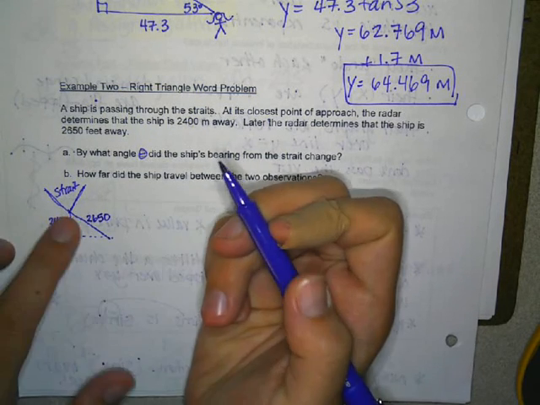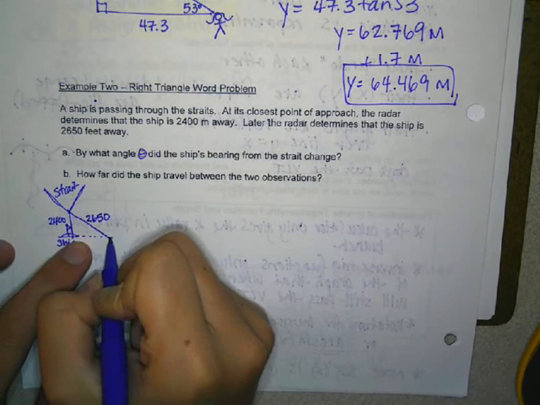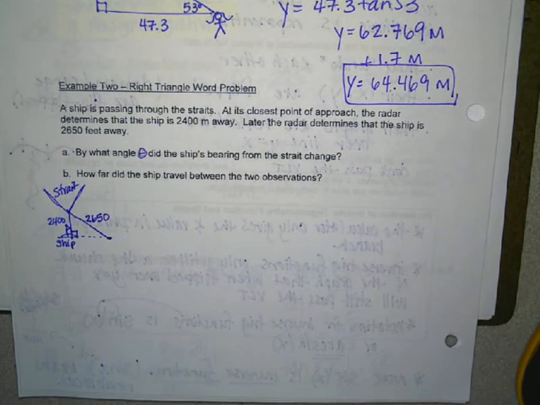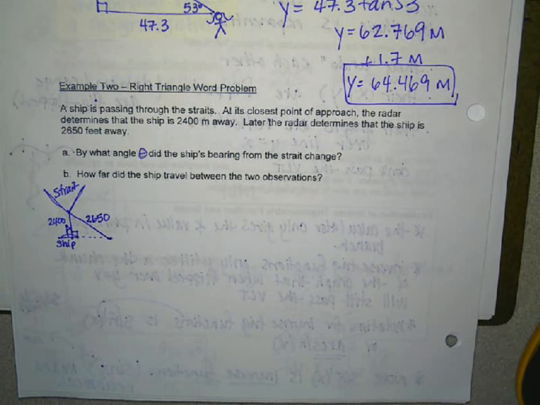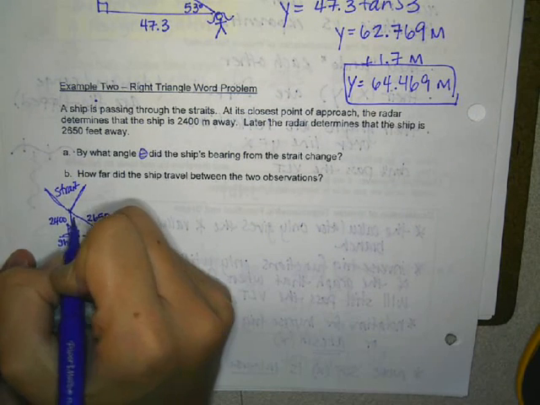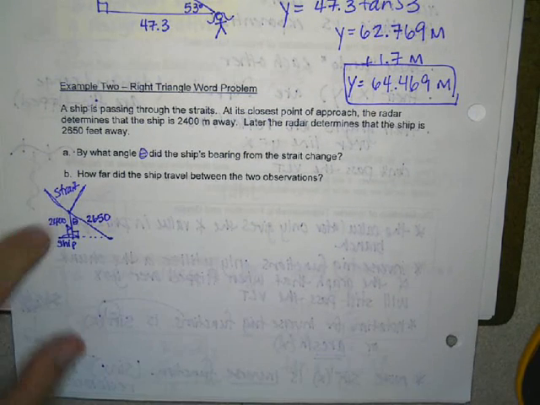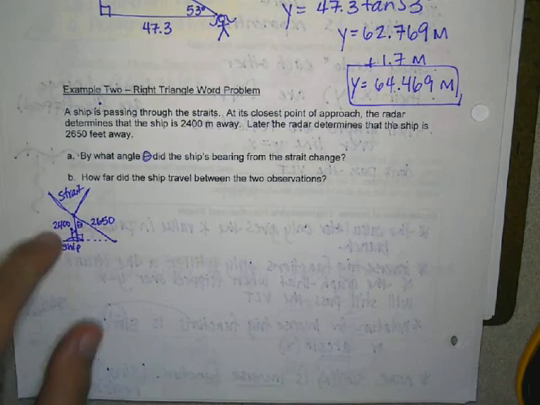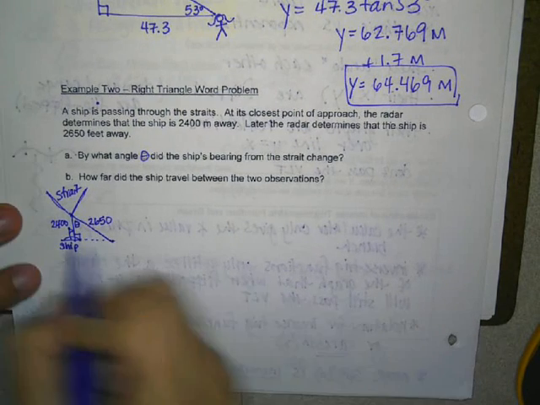That's my length between both spots. I have a right triangle. We're supposed to find by what angle the ship's bearing from the strait changes. So I'm looking for this theta here, or how that angle had to move in order to get those two distances as the ship is traveling.